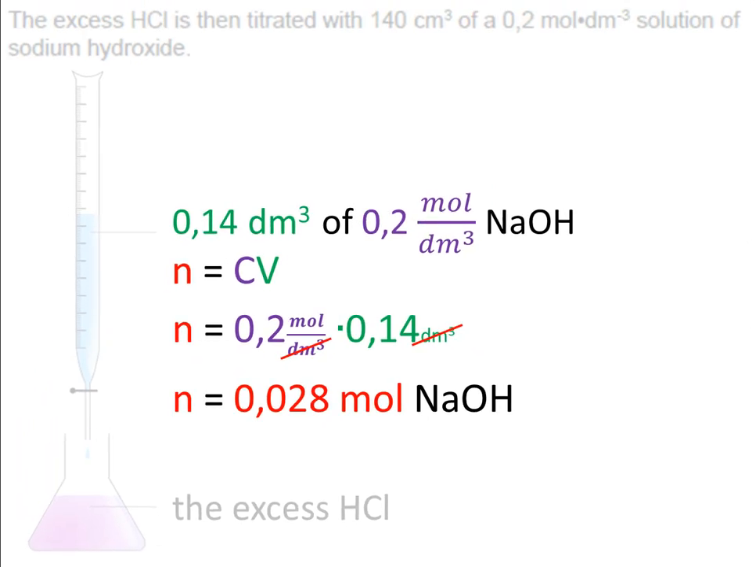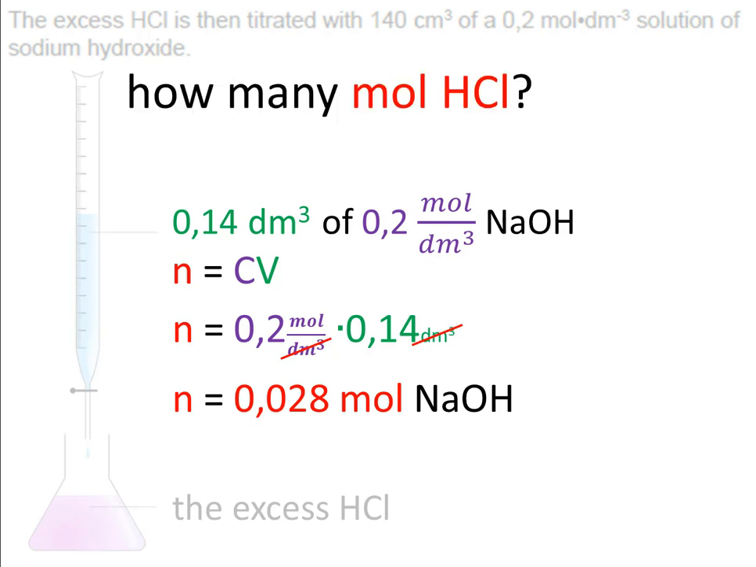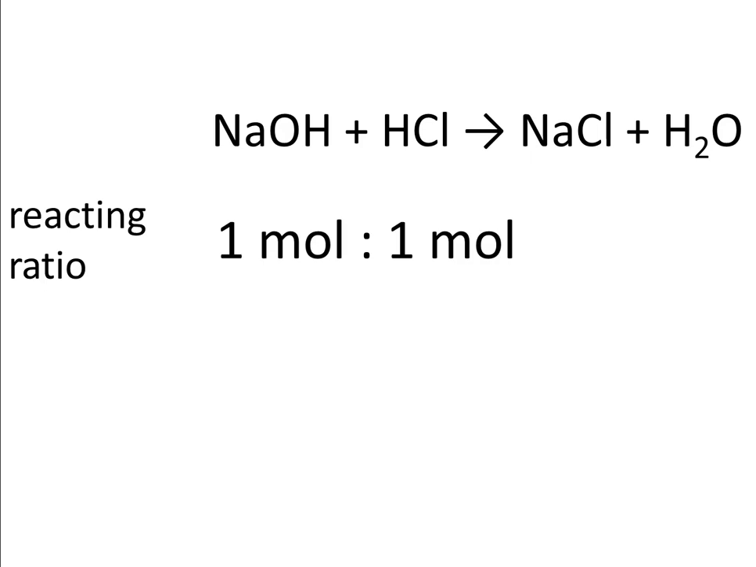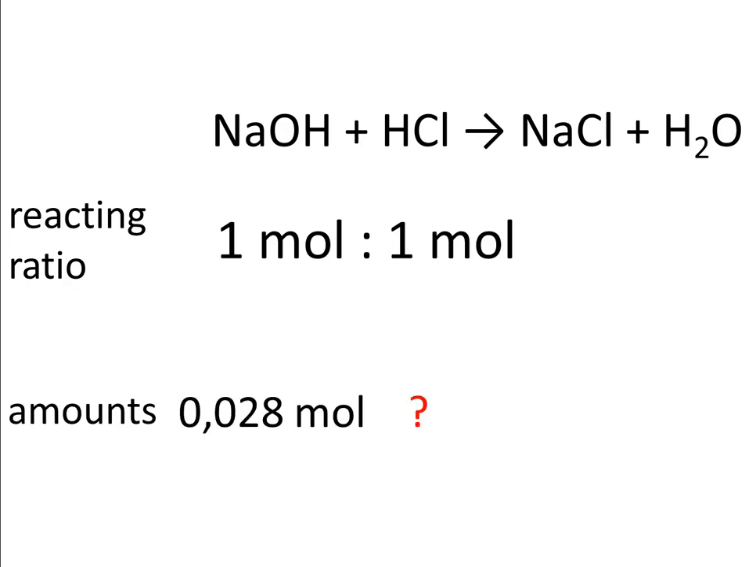That's how much sodium hydroxide was needed to neutralize the HCl that we used. So how can we use this to tell us how many moles of HCl were present? From the equation showing how sodium hydroxide and hydrochloric acid react, we know that the reaction ratio is 1 mole sodium hydroxide for every 1 mole HCl. Therefore, if we know that 0,028 mole of sodium hydroxide reacted, then from this, what can we conclude about the amount of HCl that was needed to react? It must also have been 0,028 because they react in a ratio of 1 mole to 1 mole.